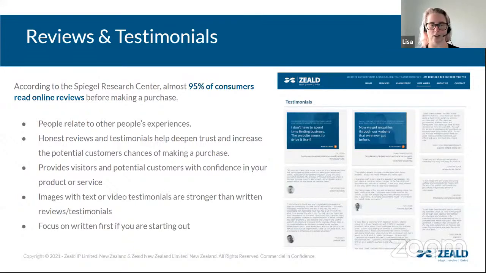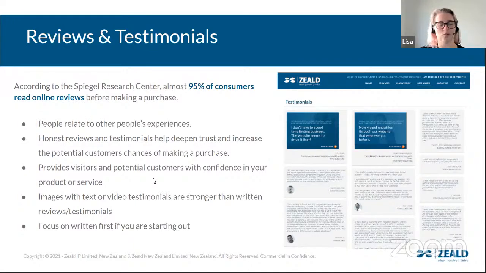That actually helps with your honesty and that humanizing, because no one expects everyone to be perfect all the time. And sometimes bad reviews and how you respond to them or how you deal with those situations can actually help a client choose you over a competitor as well. Because if something goes wrong, which people are always slightly risk averse, slightly worried will happen, they want to know that you'll be a business provider that will work with them to a solution. Reviews and testimonials also provide visitors and potential customers with confidence in your product or service.